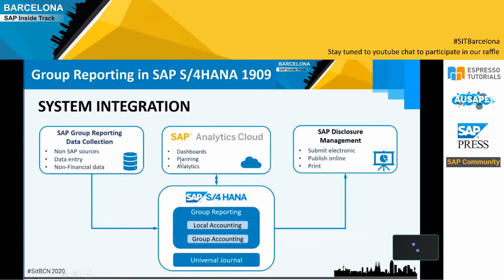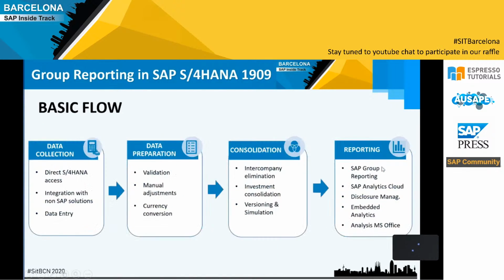In addition to that, group reporting can be integrated with SAP Analytics Cloud to have better reporting, such as dashboards, planning, and analytics. It can also be integrated, if required, with SAP Disclosure Management, in case we would like to present reports electronically or print them for the different stakeholders with a predefined template.